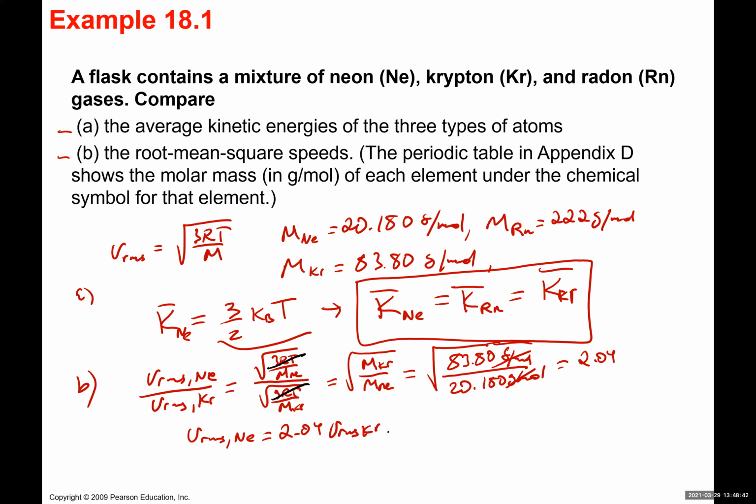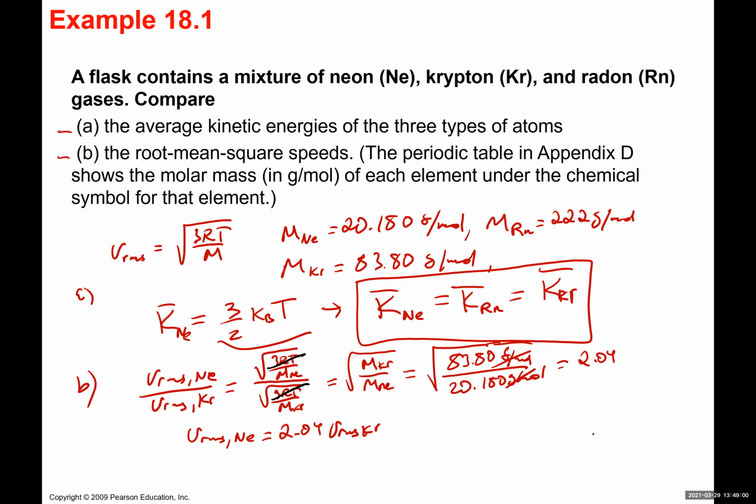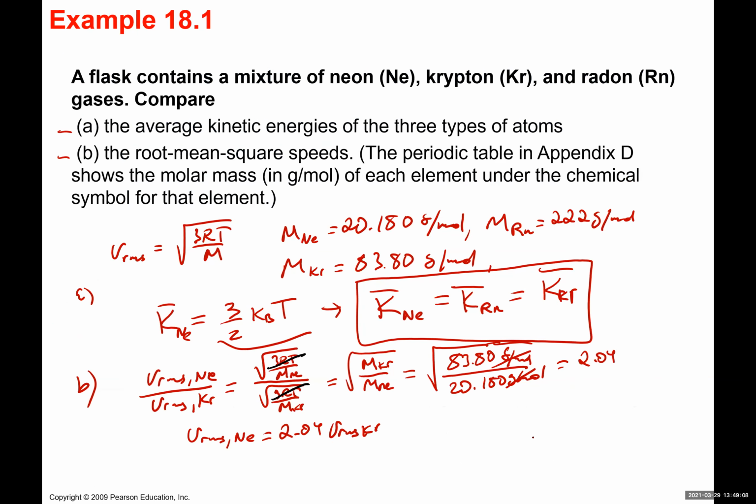That means it is moving twice as fast. So if, for example, I go back to this table, I can see that I have for the neon 602 meter per second, let's say at 20 degrees Celsius room temperature. Then I can say that the krypton will be moving about half of that. So probably about 300 meter per second. All right, so then the same thing I can do for all of them.